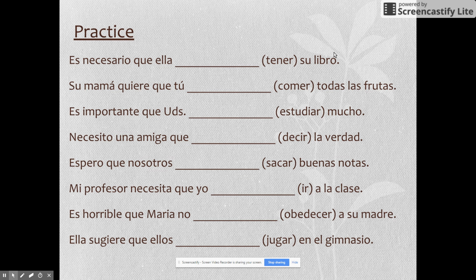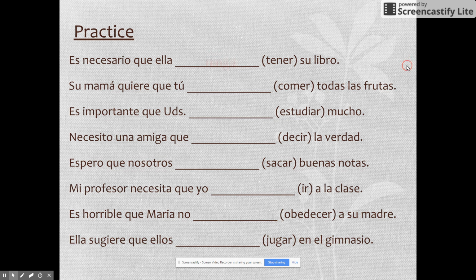Okay, so here's your practice. What you're going to do in Edpuzzle is you're just going to type it to the side. Okay, if you're not in Edpuzzle and you're just watching the video, you can just pause it and practice it on your own. So see if you can get all of these forms correct. If you just want to write them in your notes even, that's fine because it will check your answers on the next slide.